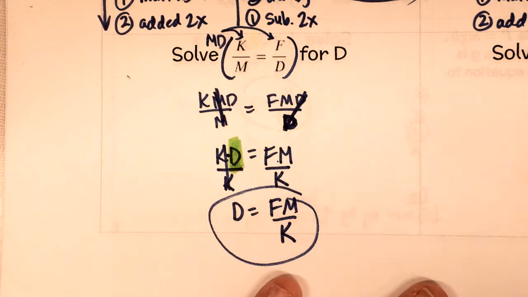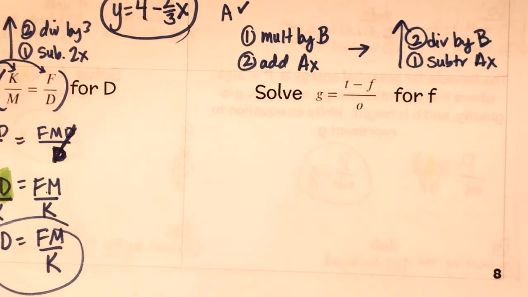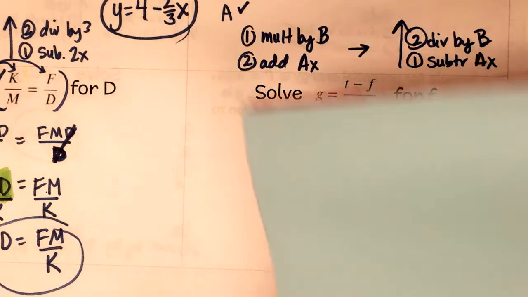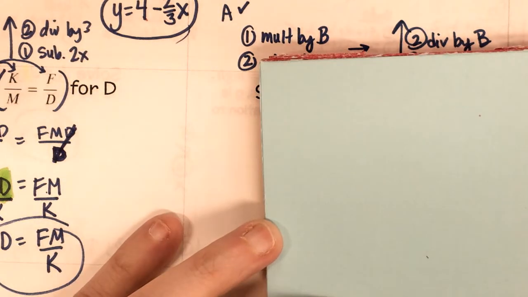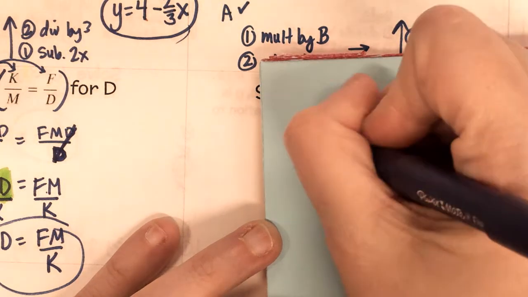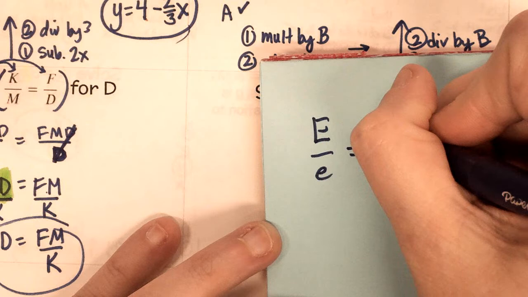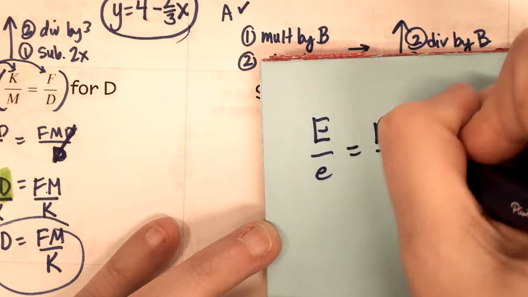Okay, I want to talk about one thing real quick before we do this problem. Unfortunately, there was a problem on the assignment. It looks like this: E over little e equals big R plus little r over r.